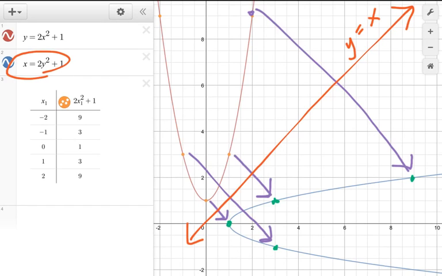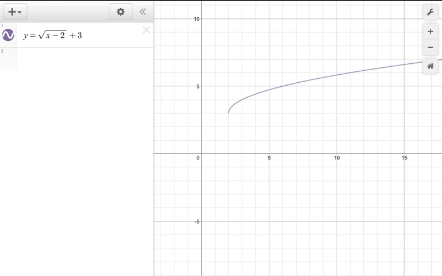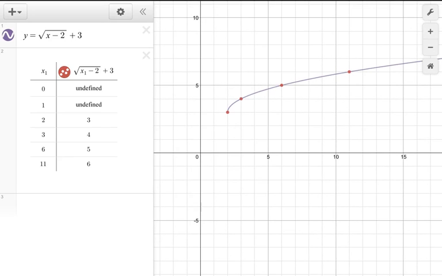So what's happening is these points are being reflected from their original across the line y equals x to get to their new point. So we want to see if that's a pattern that we notice in the next couple slides as well. So here's another example, y equals the square root of x minus 2 plus 3. So I can make a table to get some of my points mapped out.